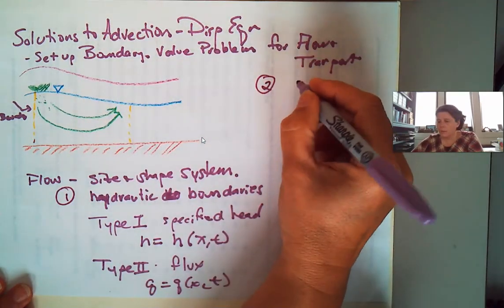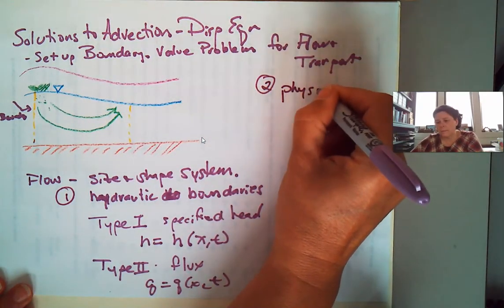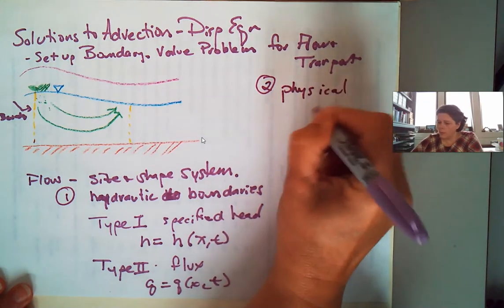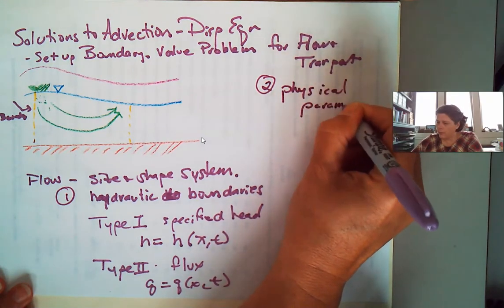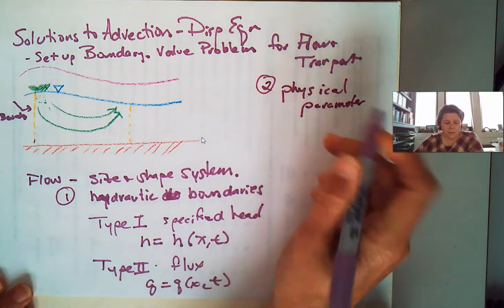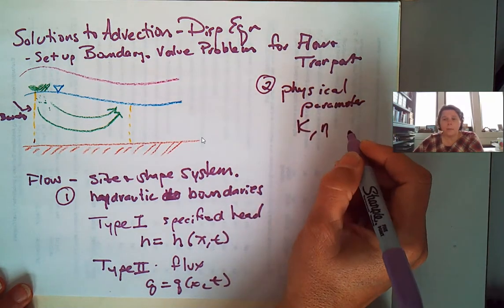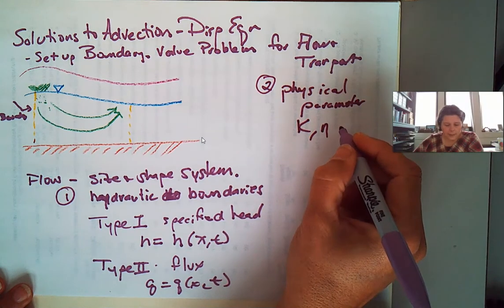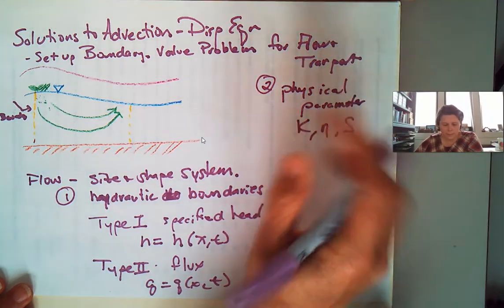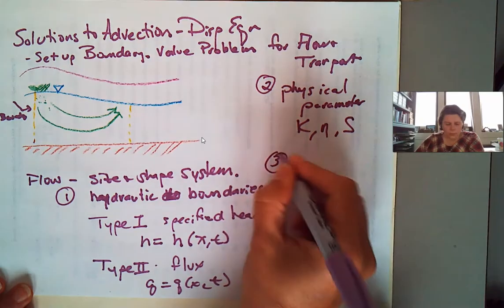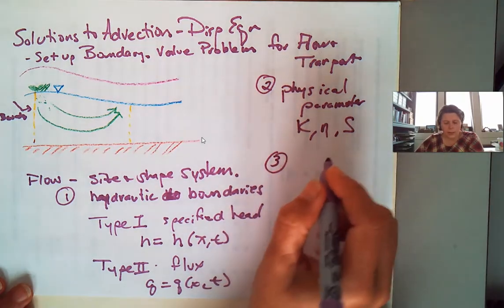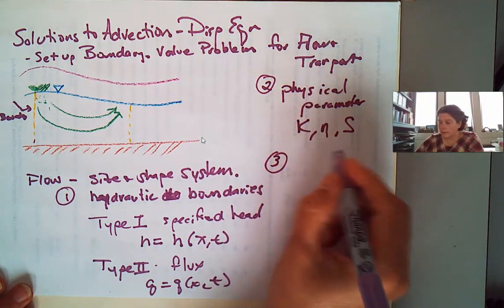The second thing we need to know is the physical properties of the system. We can't do everything we want without knowing the physical parameters of the system. We can estimate, but the things we need to know are hydraulic conductivity, effective porosity, the storativity, etc. And then the third thing we need to know is the initial head values inside of the case.